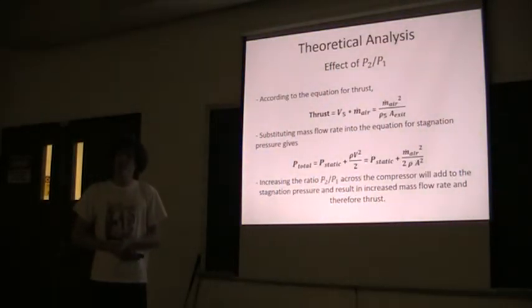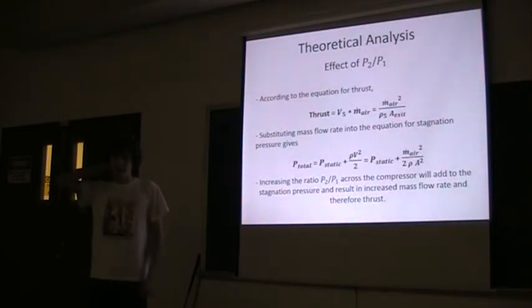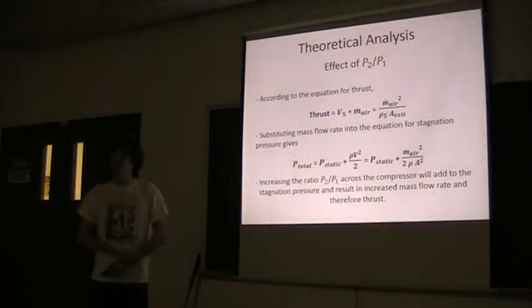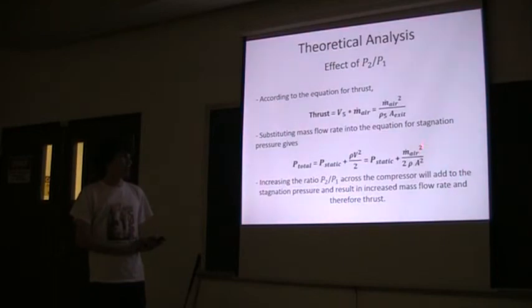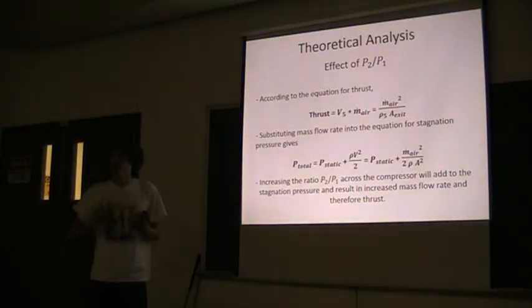So that means that if you're increasing the pressure at the end of the compressor in relation to the pressure before, increasing that ratio of P2 over P1, you're going to be adding to the stagnation pressure, you're actually adding to the energy. So you're going to increase that mass flow rate, which is going to increase the entire energy output from the flow. Therefore you are going to increase the thrust, because that's what the thrust depends on, the flow rate of the air.